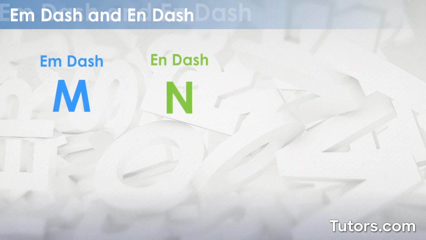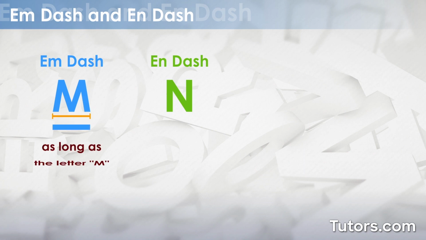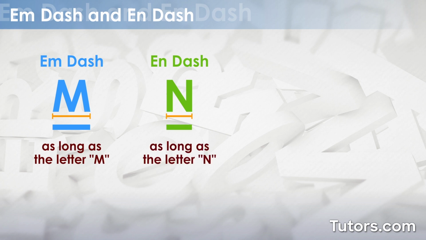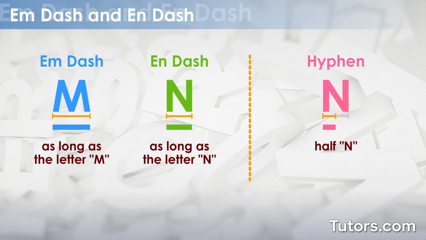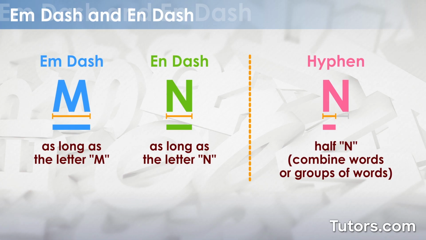The names of both dashes come from their length. An em dash is approximately as long as the width of a typed letter M, and an en dash is about as long as the letter N. The em and en dash are not the same as a hyphen, which is shorter than both dashes. Hyphens can bind words or groups of words.